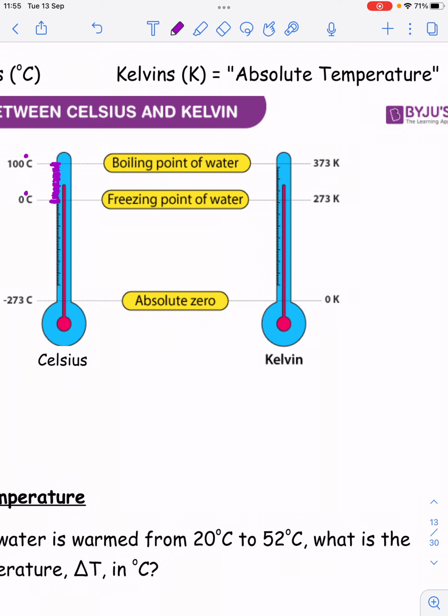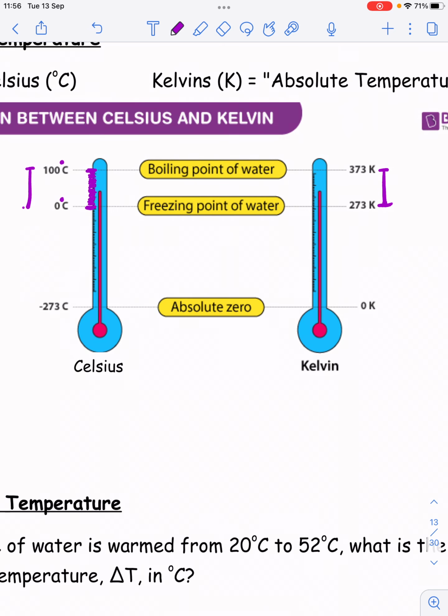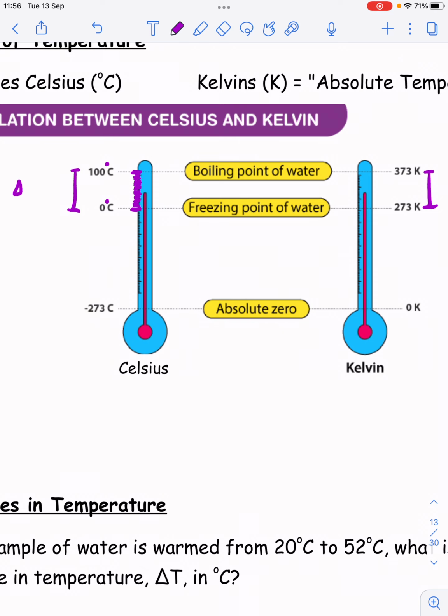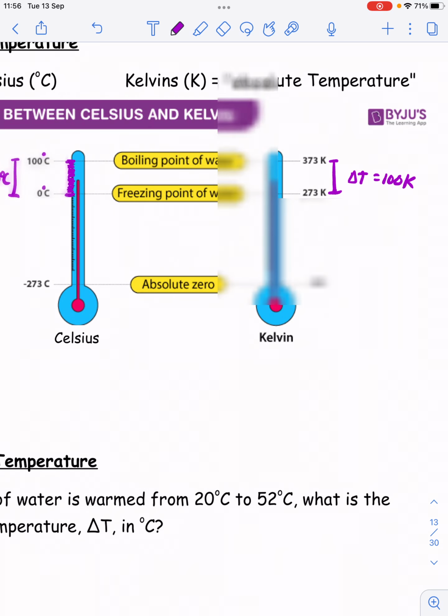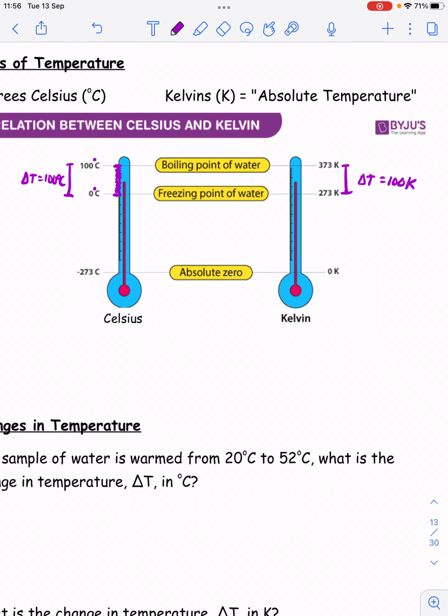So you'll notice that the change between freezing and boiling is exactly the same. In both instances, the difference between the freezing and boiling point ends up being 100. So the delta T here is 100 degrees Celsius, and the delta T here is 100 Kelvin. So 1 Kelvin is the exact same size as a degree Celsius, and it was invented that way on purpose. Everyone was familiar with the degree Celsius, so we want to keep the same size unit. That makes converting easier. What Kelvin does, though, is it takes away negative temperatures.